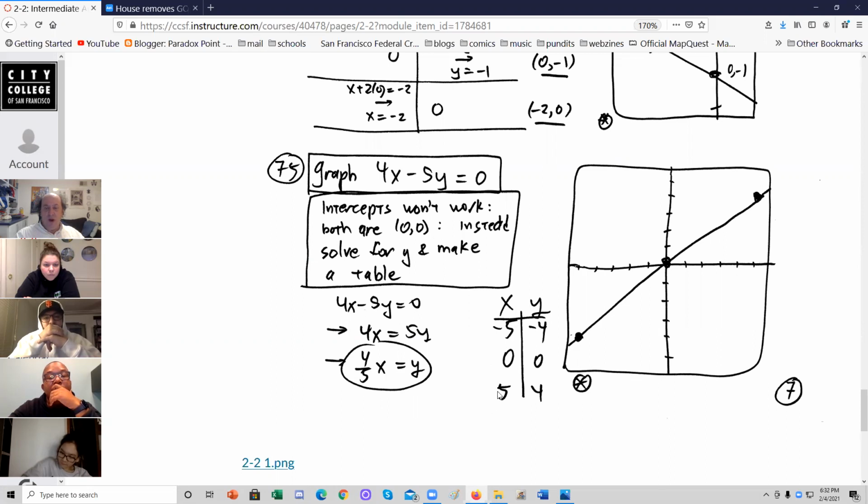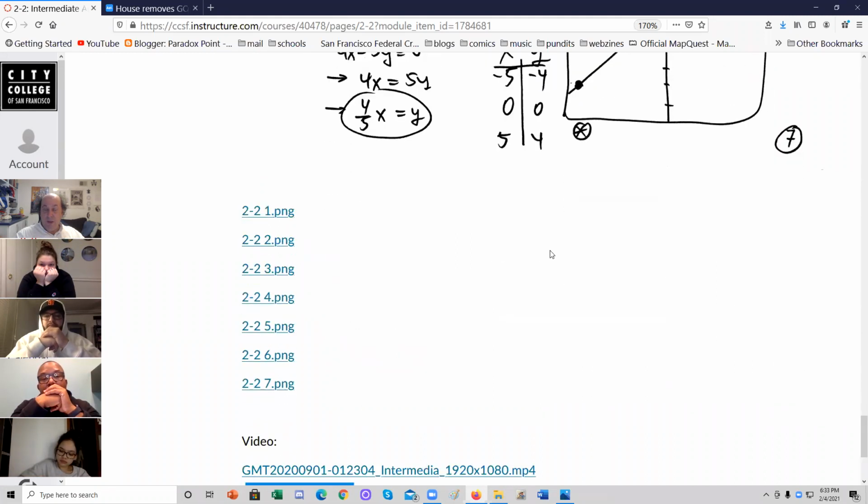So, okay, we can try various values of x, negative 5, 0, and 5. When x is negative 5, plugging in, you see y is negative 4. When x is 0, plugging in, you get y equals 0. When x is 5, plugging in, you get y is 4. So here we plot (-5, -4). Then we plot (0, 0) here. Then we plot (5, 4) here, and there's your line.